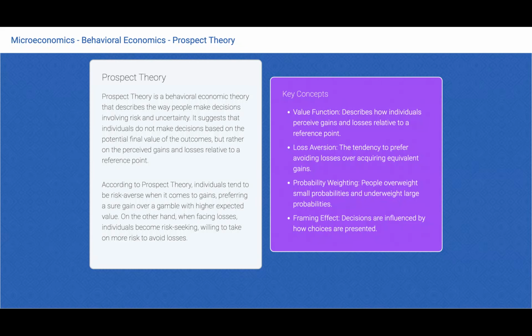Key aspects of prospect theory include the value function, which describes the subjective evaluation of gains and losses, and the idea that individuals are more sensitive to losses than gains. Understanding prospect theory can provide insights into why people may make seemingly irrational decisions in certain situations.